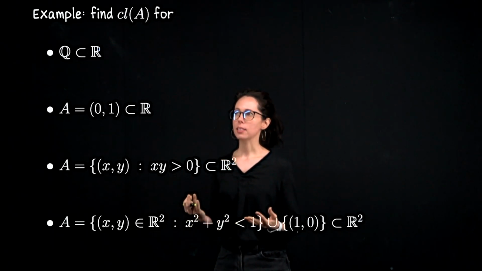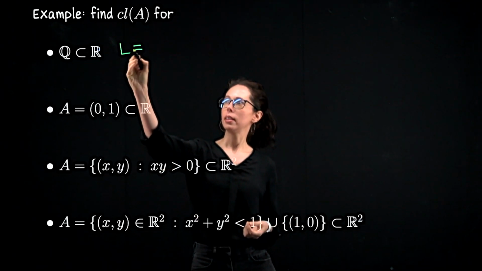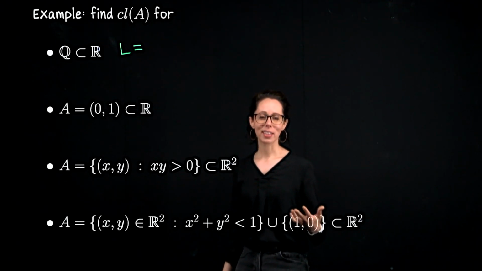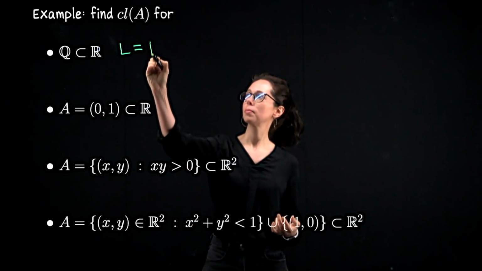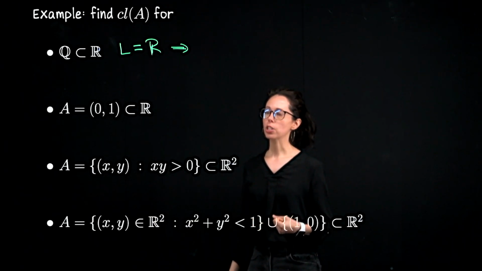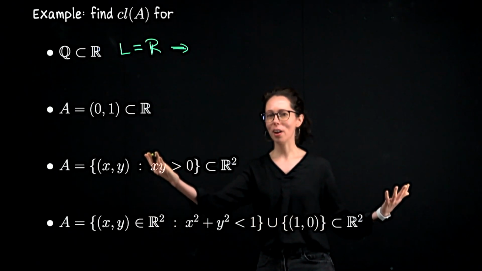For each one, A is the set itself. Let me identify the accumulation points. For the set of rationals, I believe we showed that the set of accumulation points is the whole real line. So the closure of the set of rationals is the union of the rationals and R, but that's just going to be R.